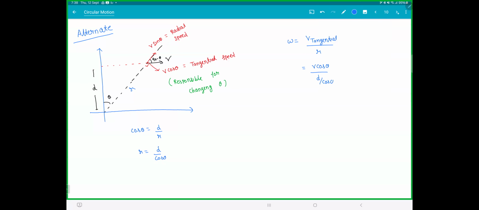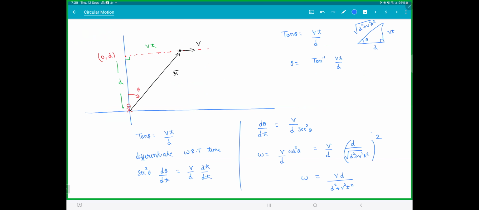Check. Same answer we got. V by d cos square theta. Substitute the value of cos theta. We get v by d cos square theta would be vd by d square plus v square t square. This is much faster. There is no integration. Same answer.